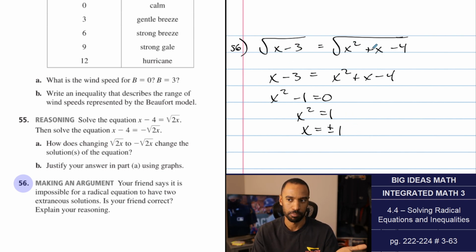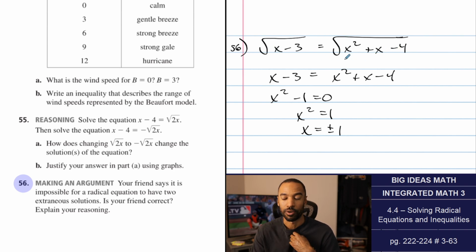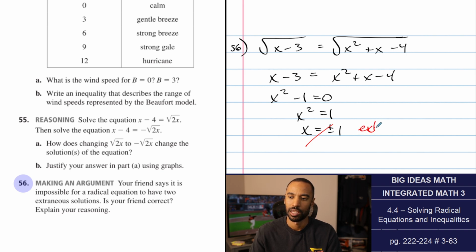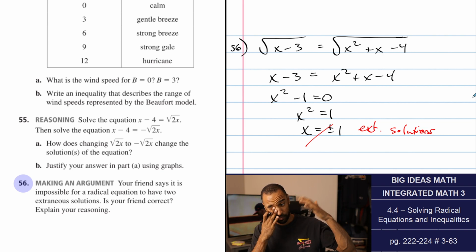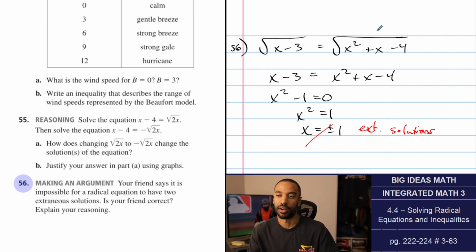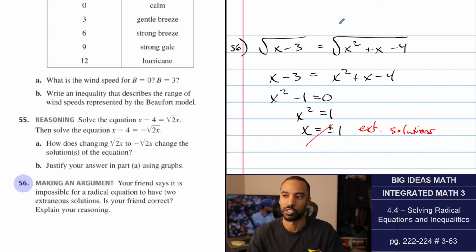They don't work. Negative 1's the same thing. Negative 4 equals, and apparently it's negative 4, square root of negative 4. Those don't work. These are extraneous because they become imaginary in this original part. So your friend is incorrect.